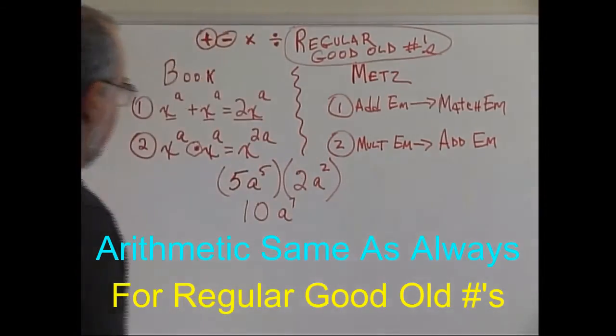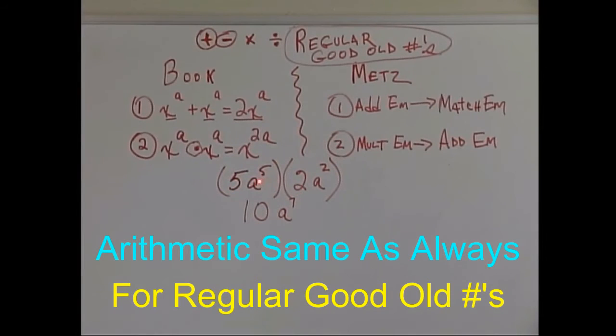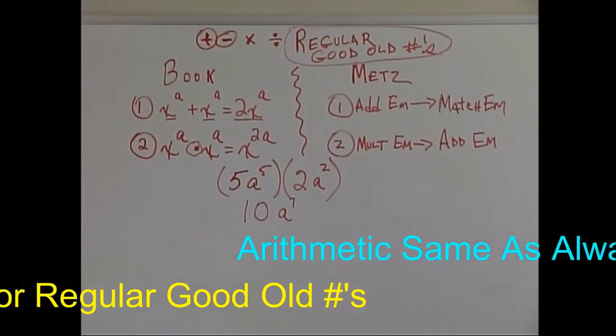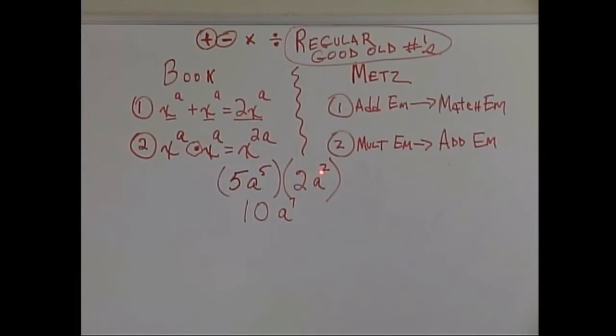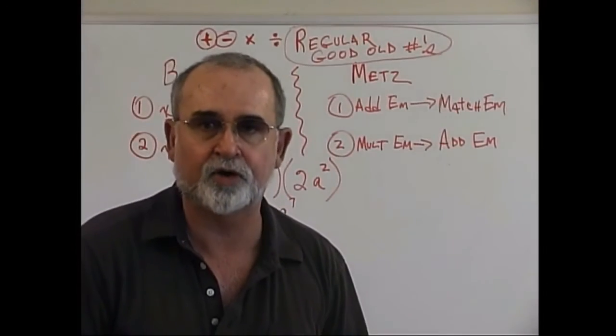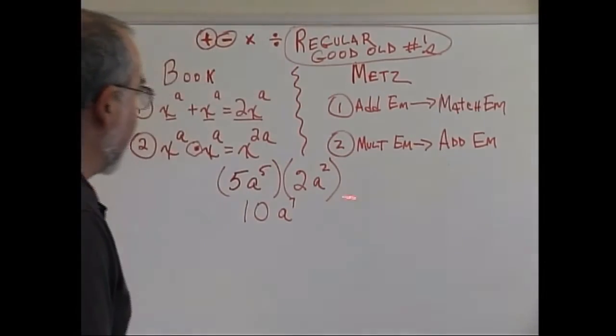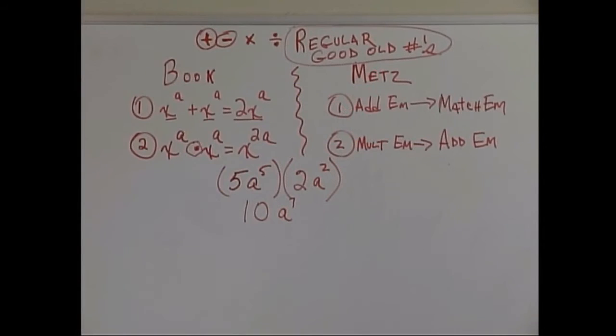So in this case here, don't get your regular good old numbers mixed up with the exponents. 5 and 2 are regular good old numbers. So how do you multiply 5 times 2? You get 10. But these exponents, 5 and 2, are exponents. So to multiply them, you multiply, but you add. So when I go through this, you have to keep that in mind. Not only do you have to look at the exponents, but you got to remember your regular good old number rule. And the regular good old number rule means do what you've always done, don't do anything different. But on the exponents, you got to live up to this new set of rules.